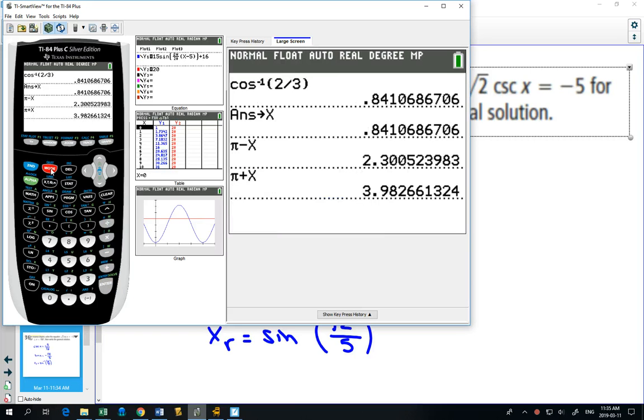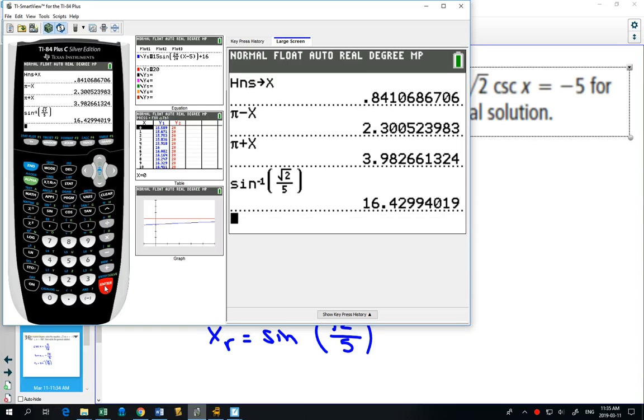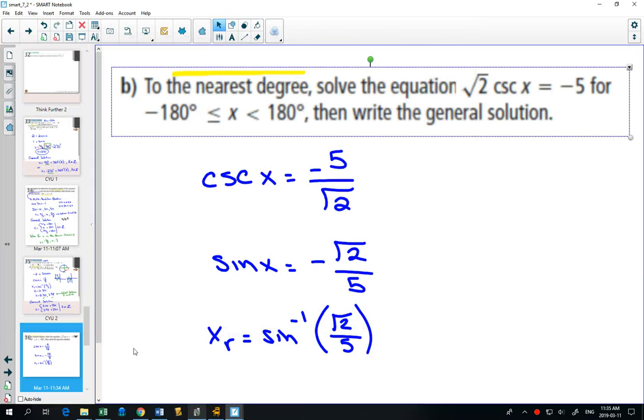Now that I'm in degrees, I can go sine inverse of, I'll use my fraction button, positive square root of 2 over 5. Again, remember when finding a reference angle, we use our positive values. 16.4, it does say round to the nearest degree, so our reference angle rounded would be 16 degrees.